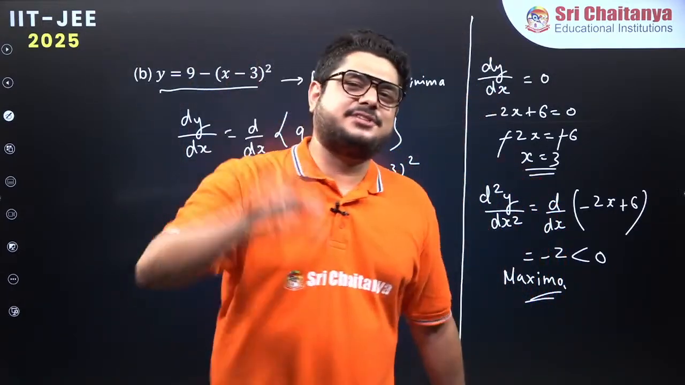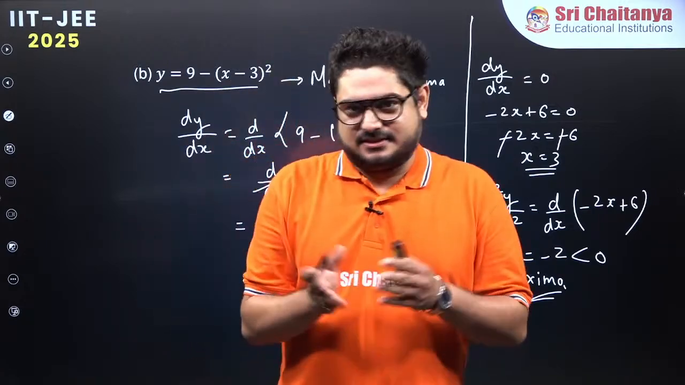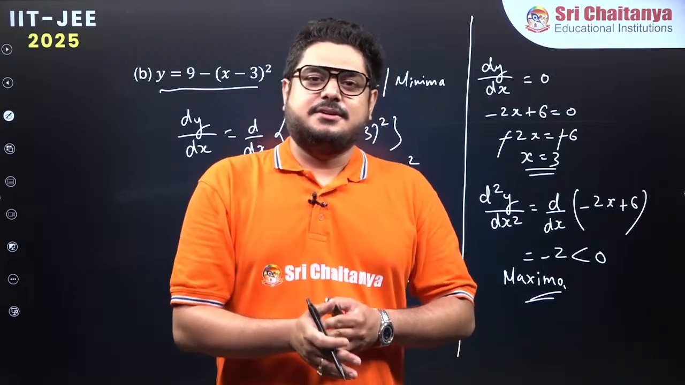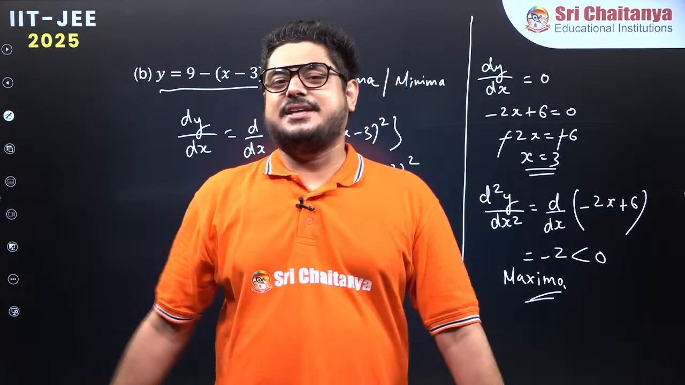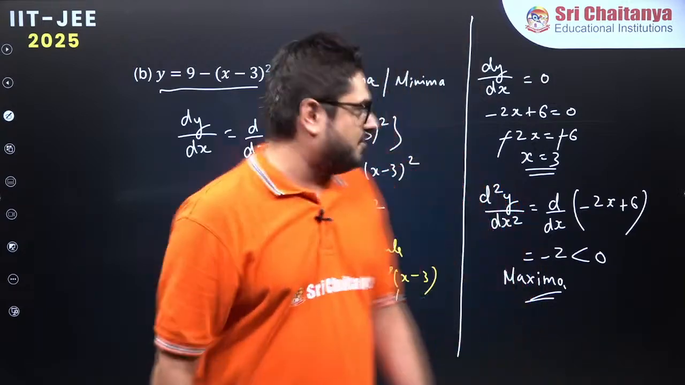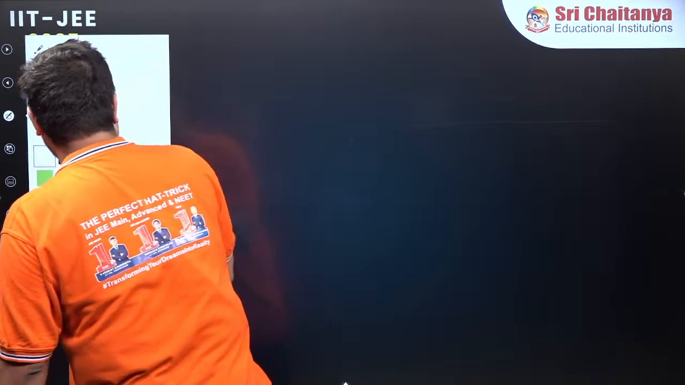We need to put this value into the original function and check. We already checked it, right? Now we need to find out the maximum value of this function. So what needs to be done? Let's try to write down the value. Put down the value, everyone. Every one of you can think about checking along with me.